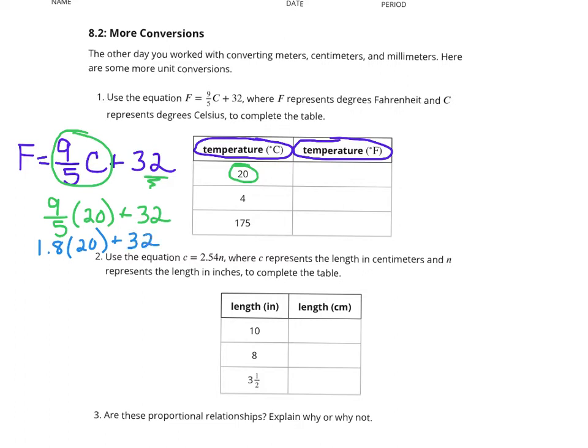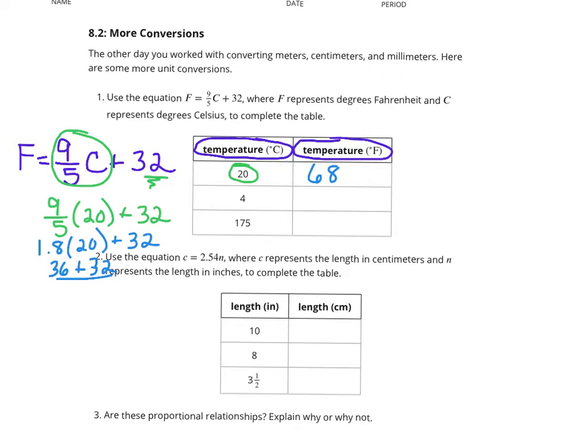We can do that by hand, or if you want to take out your calculator, we could do that. We're going to fill in this table. If I do 1.8 times 20, I get 36. Then I add the 32, so when the temperature Celsius is 20 degrees, the temperature Fahrenheit is 68 degrees. That's my 36 plus the 32.